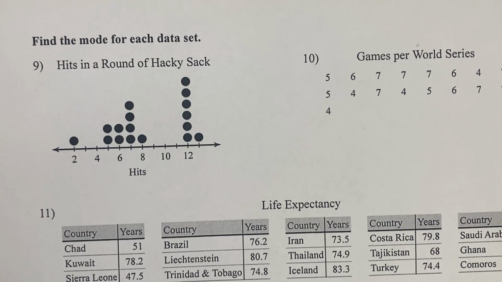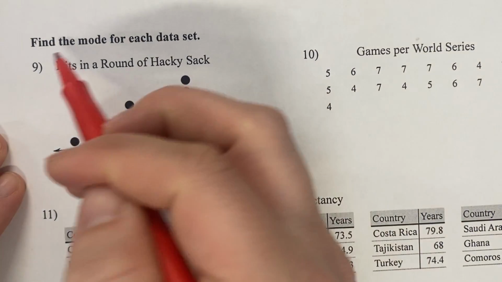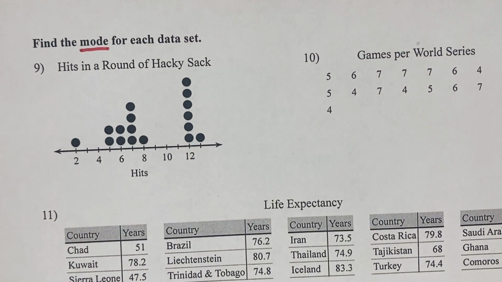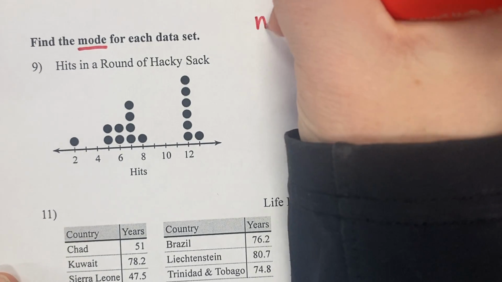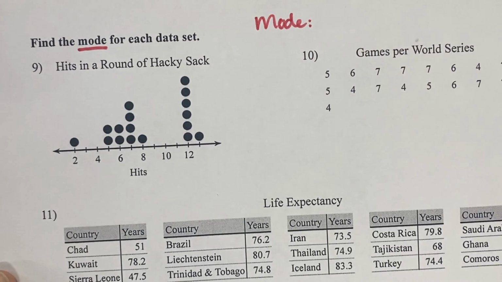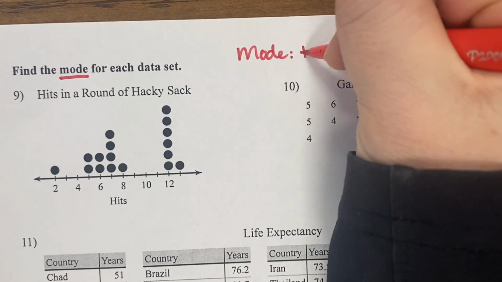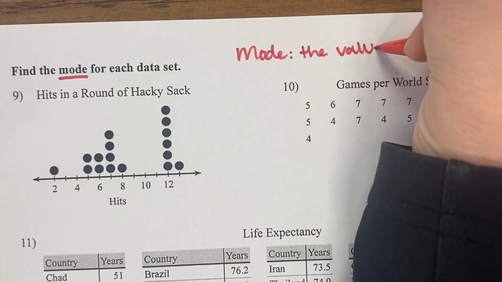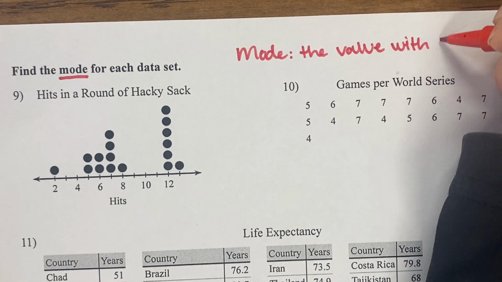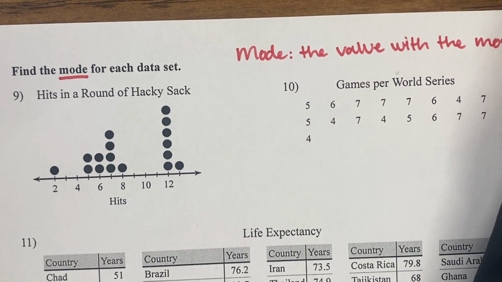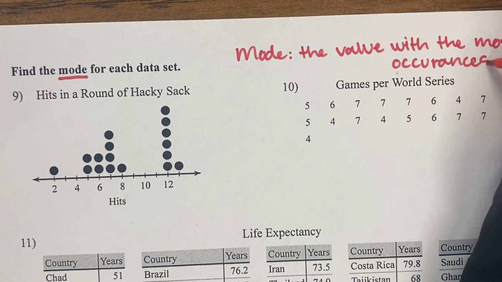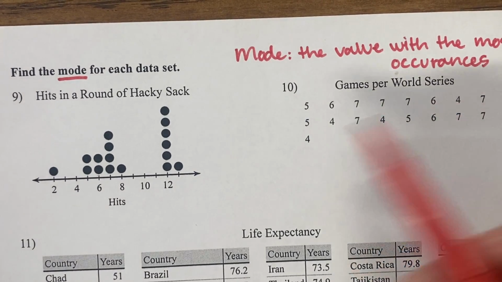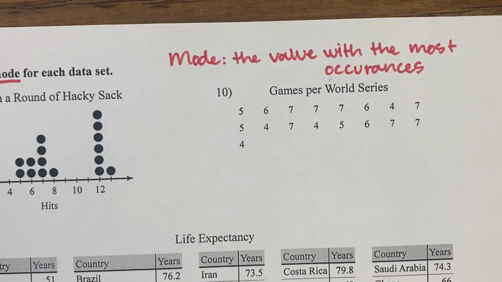All right, so I think you'll like this one a lot. So now it's asking us to find the mode. Okay, so let's go ahead and define the mode. So the mode in data sets is the value with the most occurrences. So basically, whichever number or dot value shows up the most.